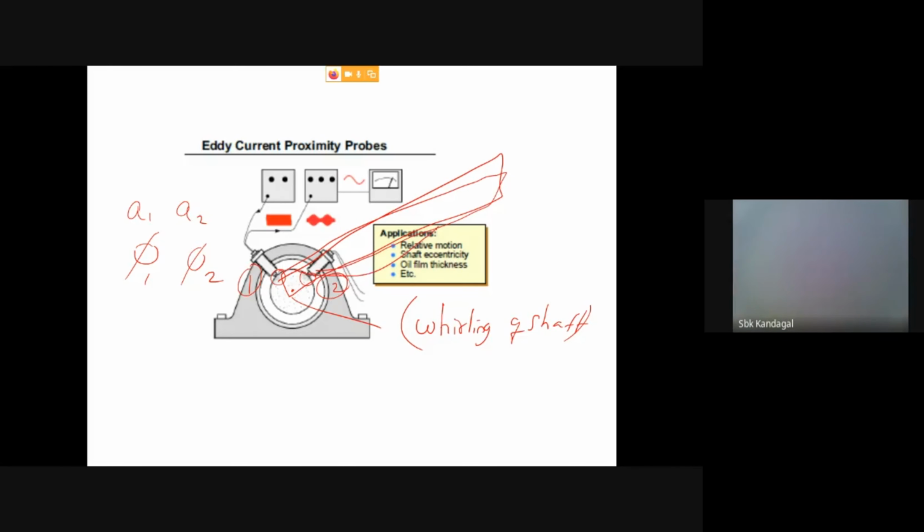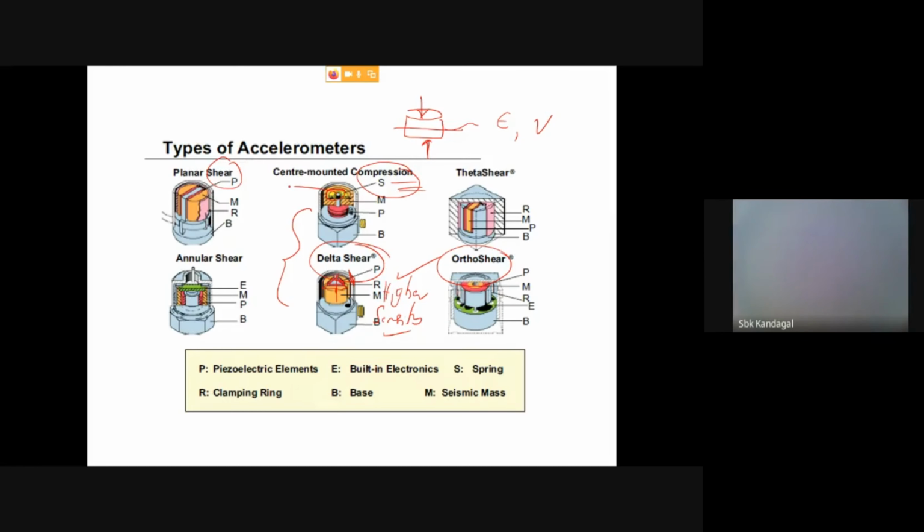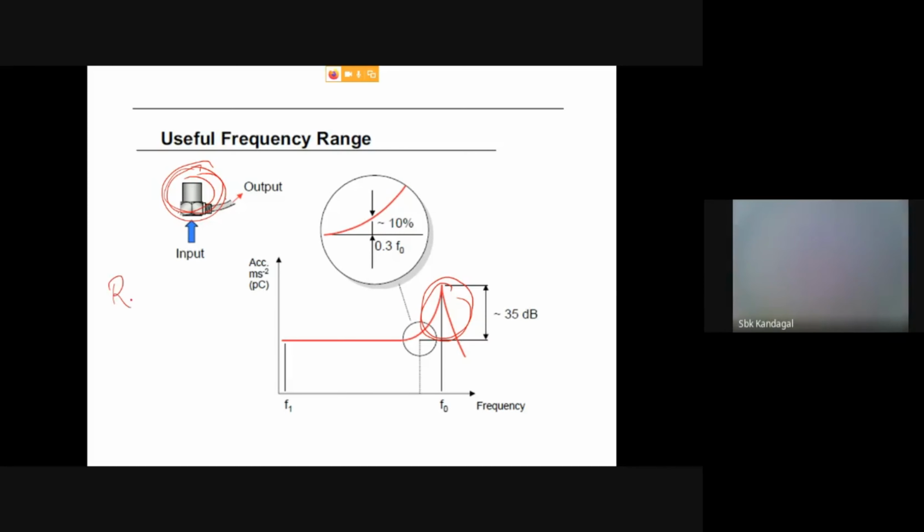Remember the frequency range. Each accelerometer, as you have seen, has a preloaded mass, and a spring. This preloaded mass acts as a single degree of freedom system and will act as a resonance. That's why each accelerometer has a resonance.